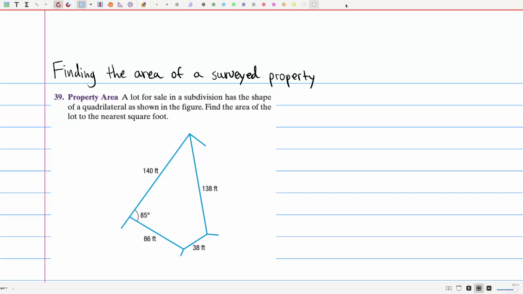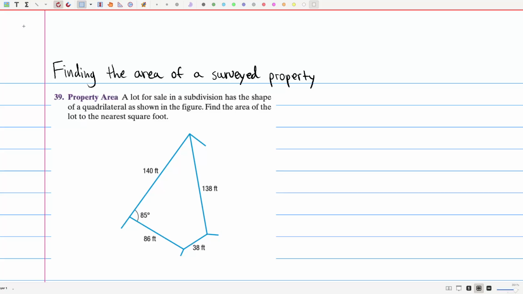The setup, at least in this textbook problem, is that there's a lot for sale and it's in a subdivision. A subdivision is some piece of land that has been broken up into smaller parts. They're saying it has the shape of a quadrilateral as shown in this figure, and we have to find the lot size to the nearest square foot.